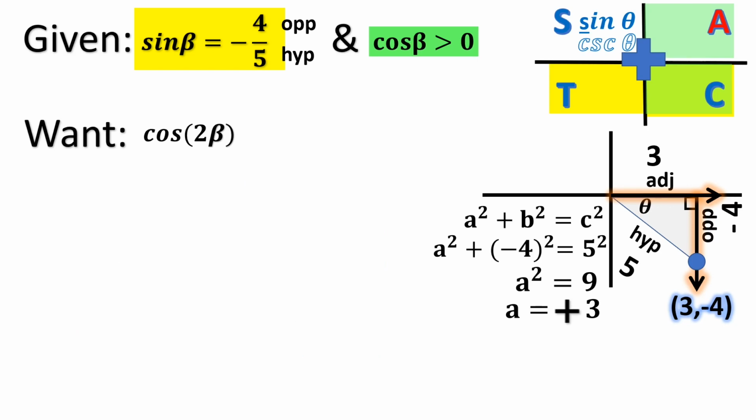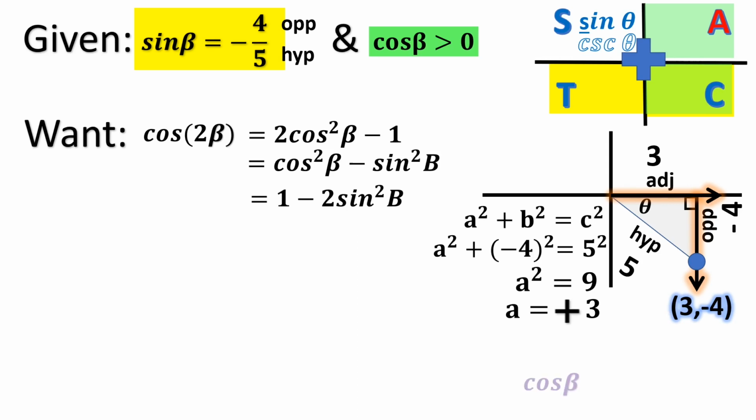Using the same given information as the first 2 examples, we want to find the cosine of 2 beta. Just as a reminder, if we were starting this problem from scratch, we would take the given information and use it to build a triangle on the bow tie. To evaluate the cosine of 2 beta, we need to pick one of the double angle formulas for cosine. There are 3 double angle formulas for cosine, but we only need one.